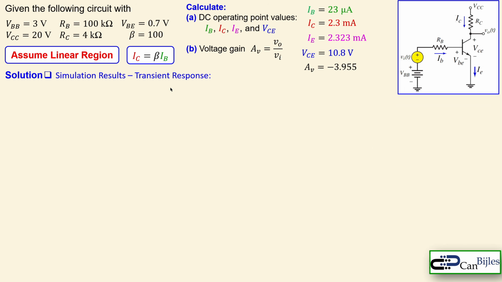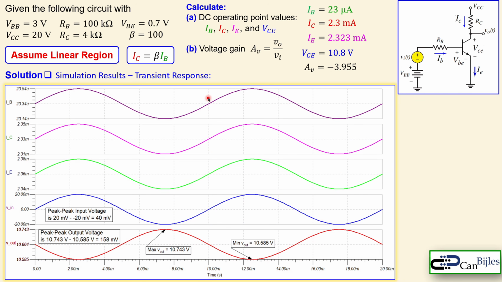Let's move on now to transient response, which is then the actual gain. This is the complete plot. What you see here is very interesting. The top one is the base current. This is the collector current, the pink one. The green one is the emitter current. The blue one is the input voltage waveform, and the output voltage is the red one. Input is 20 millivolts peak sine wave, and it has a frequency of, in this case, 100 Hertz. So it's peak 40 millivolts.